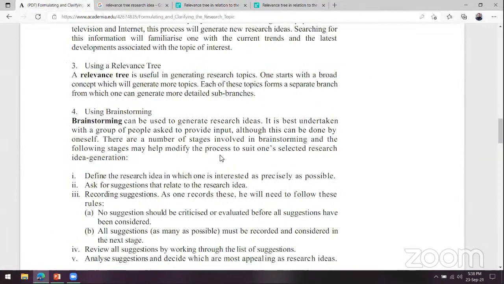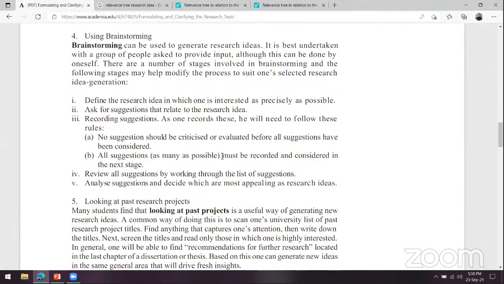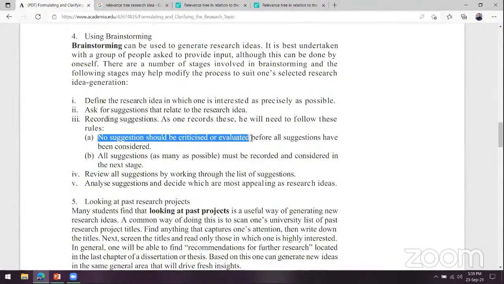Okay, next, brainstorming. This is something interesting. Brainstorming is the way that you can do on your own, as well as you can call your friends to do. Okay, but remember, when you do brainstorming, you don't criticize first. So the process is you come up with the idea, okay? Then after that, you do not put suggestions, you do not criticize, you do not evaluate.